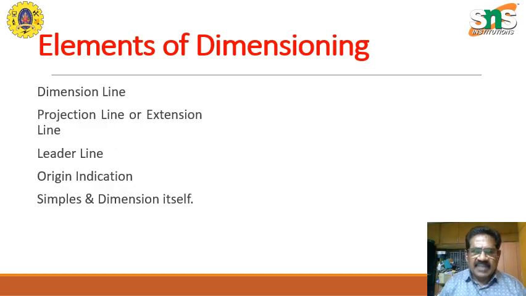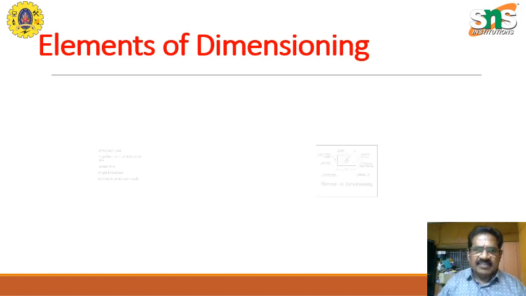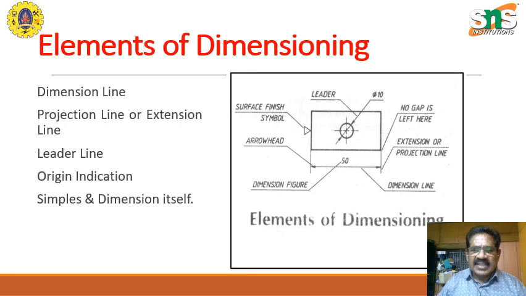The elements of dimensioning are the dimension line, the projection line or the extension line, the leader line, which will just pull out to indicate the one for which I am giving the size, the origin indication from where the dimensions are being measured, and the dimension itself. Okay, so these are the elements of dimensioning.